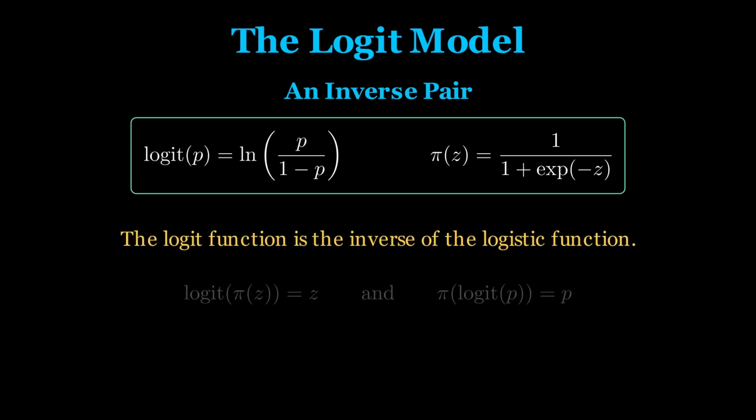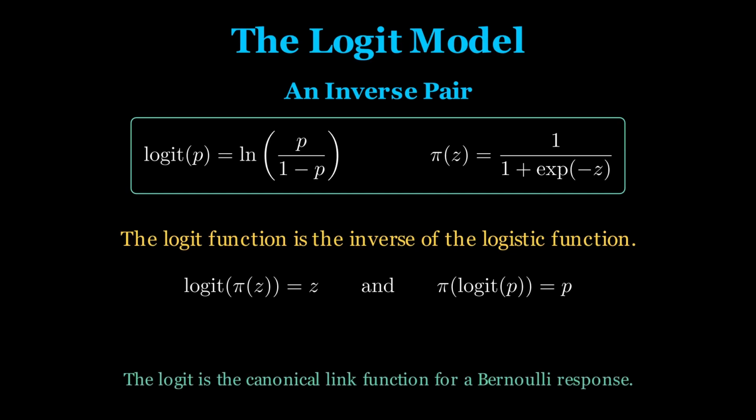The logit function is the inverse of the logistic function. Applying one to the output of the other returns the original input, so the logit of pi of z is z, and pi of the logit of p is p. As we'll see in the later chapter on generalized linear models, the logit function is the canonical link function for a Bernoulli distribution, connecting the mean response p to the linear predictor.